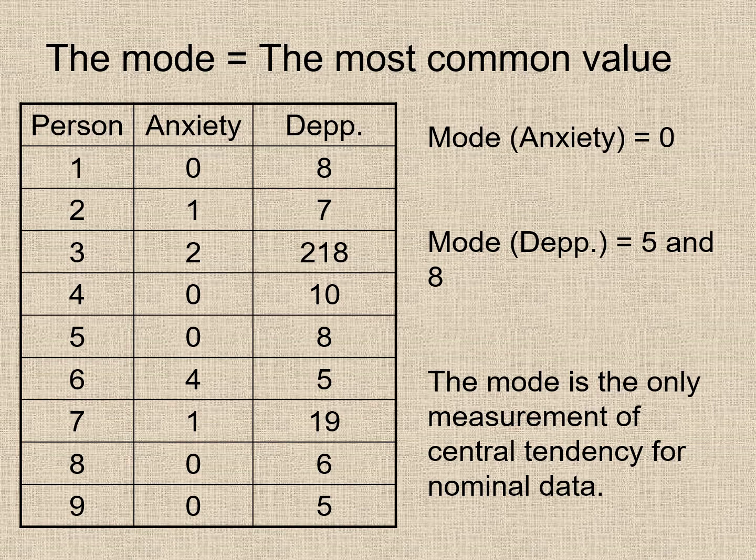And on depression, we have 2 values that are equally the most common, that's 5 and 8. We have two observations each of those 2 values. Of the other values, we have only single observations. So in this group of 9 individuals, the mode on depression is 5 and 8. So the mode is not a very common measurement of central tendency.